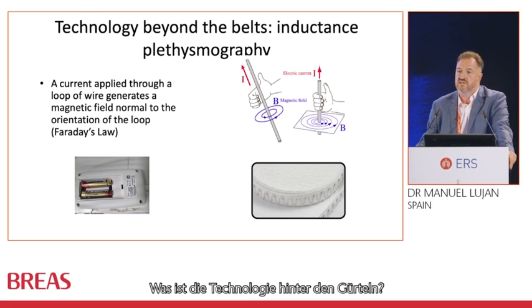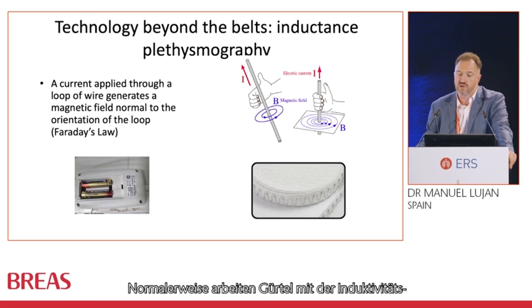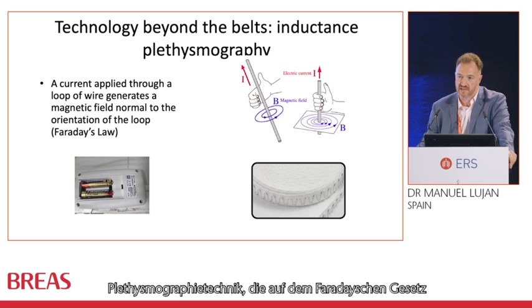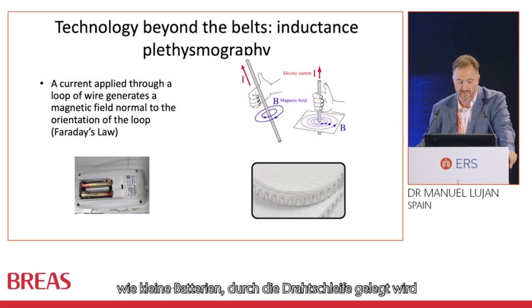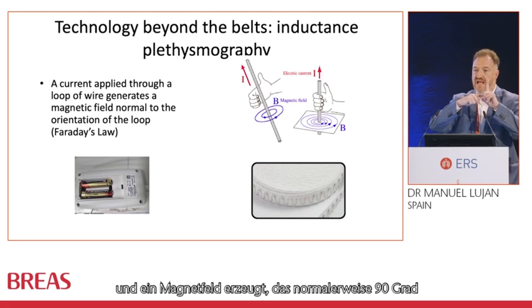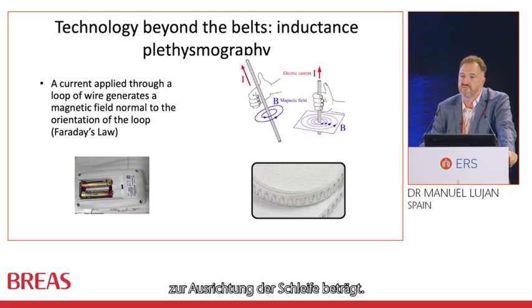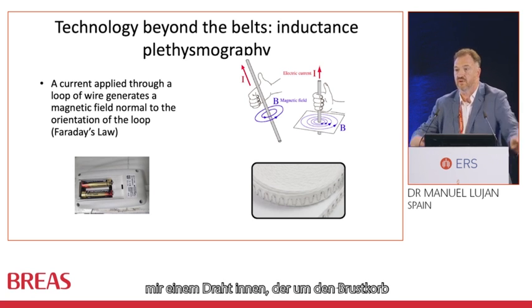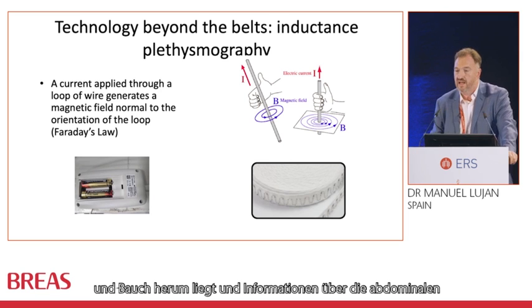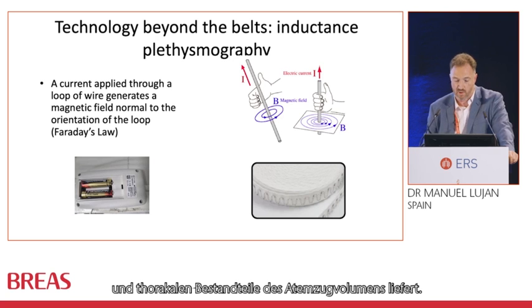What is the technology behind the belts? Usually, belts work with the inductance plethysmography technique, which is based on Faraday's law, in which a low voltage current, like small batteries, applied through a loop of wire generates a magnetic field normal, 90 degrees, to the orientation of the loop. The patient usually wears a belt like this, fitted with a wire inside, around the rib cage and the abdomen, providing information about the abdominal and thoracic components of the tidal volume.